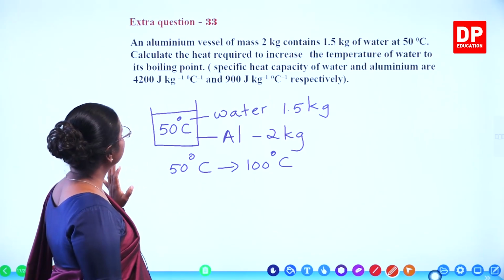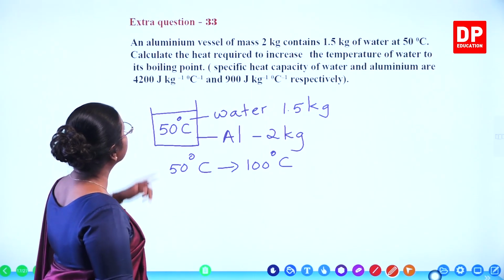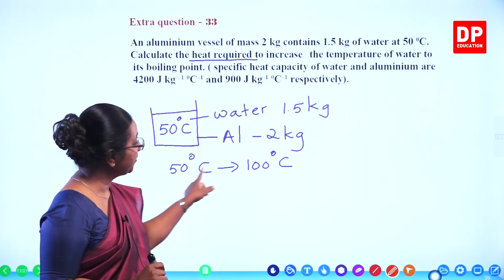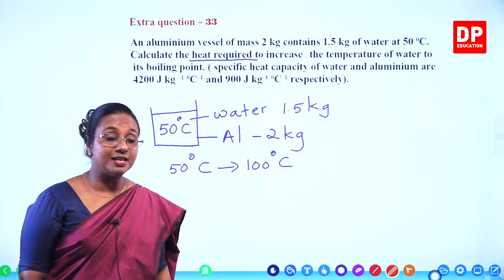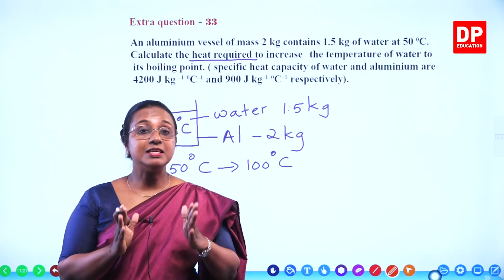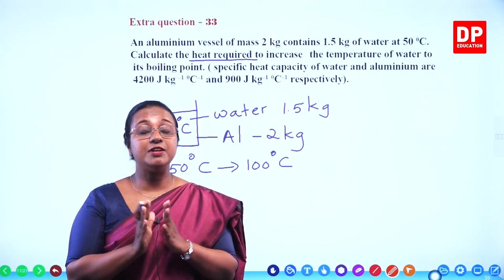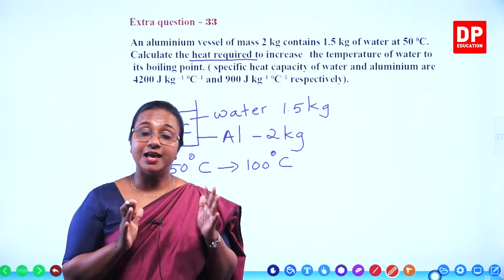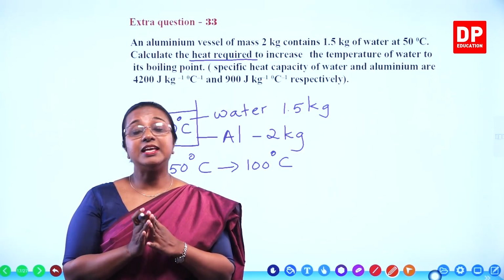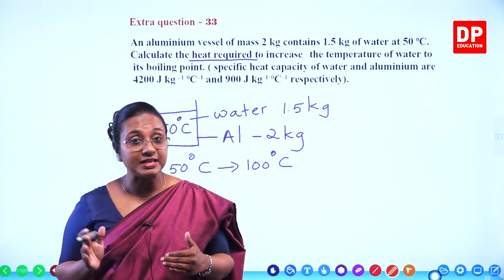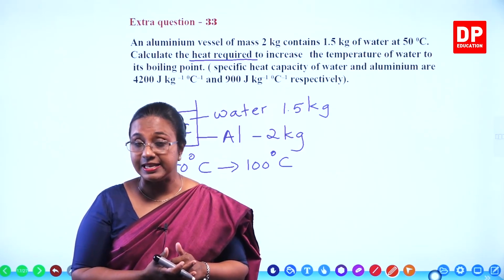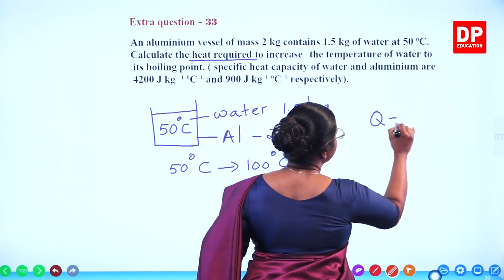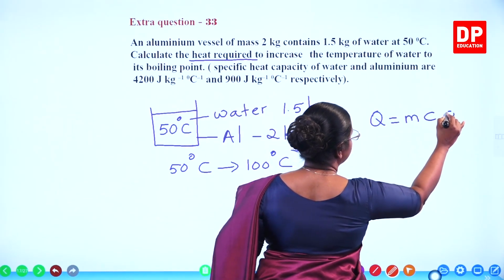So, then what do we need to do? We need to find the heat. Calculate the heat required to increase the temperature from 50 degrees to 100 degrees Celsius. We have discussed similar questions before, even in your lesson. You can remember we need to calculate the heat absorbed by water and the heat absorbed by the vessel separately, and then we need to add them together. So, same equation, Q equals mc theta.